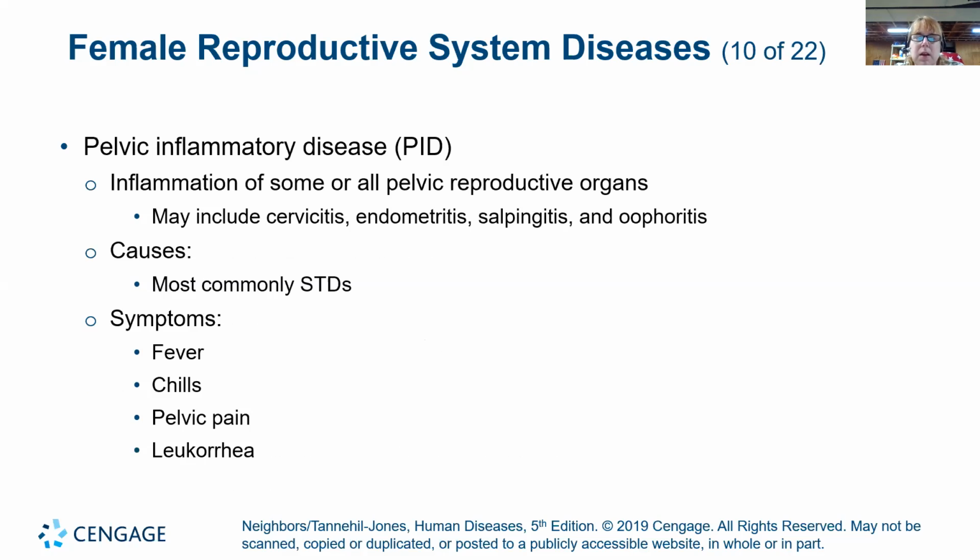So PID, or pelvic inflammatory disease, is an inflammation of some or all reproductive organs, okay? So it can include the cervix, the endometrium, the fallopian tubes, the salpingitis, or the oophoritis, which are the ovaries, okay? It is some type of inflammation. And a lot of times the cause is unknown, but the most common cause is a sexually transmitted disease.